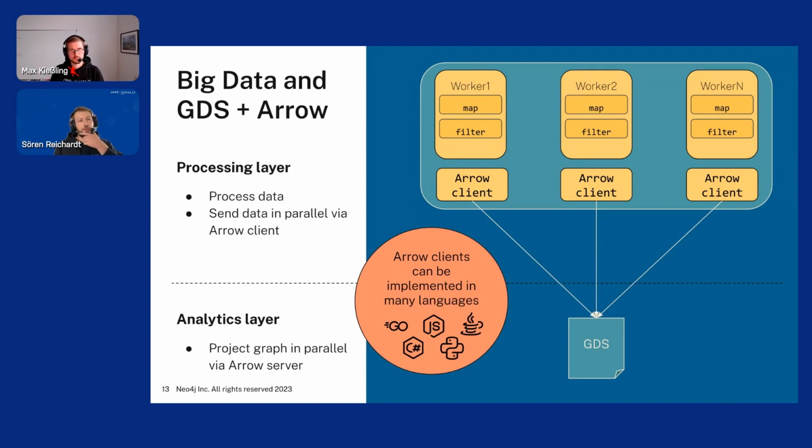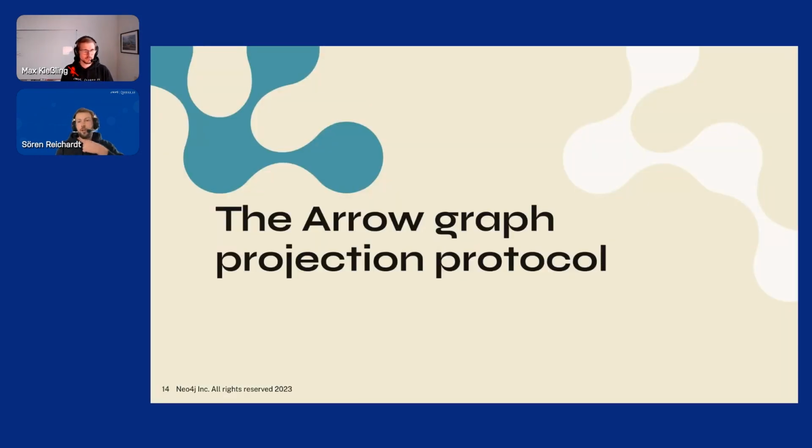So the only thing that's missing now in order to send those data over to the GDS machine is the way that our Arrow server expects the data to look like and the protocol we use to communicate with that server. And this is done by the Arrow graph projection protocol.